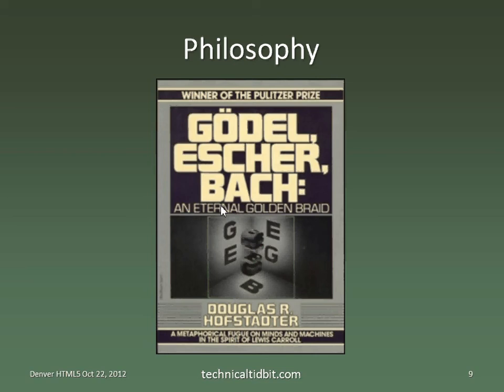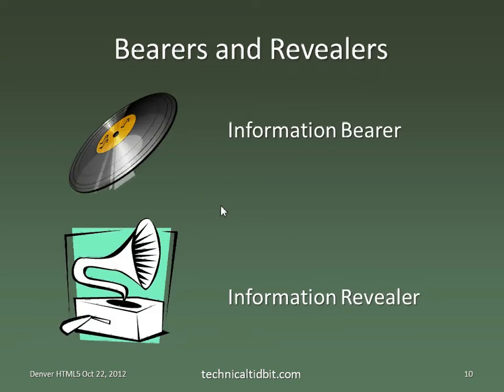Now, just to abstract a bit and get into some philosophy, Douglas Hofstadter is an artificial intelligence researcher, and he won the Pulitzer Prize for his book Gödel, Escher, Bach. And you can see it was written in a Star Wars font, so it's a good guess that it was written in the late 1970s. And so, in keeping with the 70s theme, I'm not going to update his metaphor. He makes the sharp distinction between information bearer and information revealer. You need a revealer to reveal information on the information bearer.